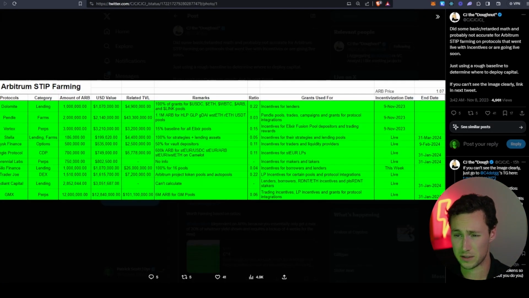So if you don't want to use ETH mainnet, you can use Arbitrum layer 2, and there's a lot of incentives rolling out right now for people who are using what are really blue chip projects in the Arbitrum ecosystem.